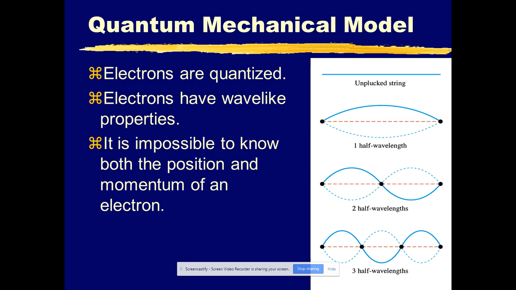2, electrons have wave-like properties. It's a contribution of Louis de Broglie. And 3, the Heisenberg uncertainty principle. So we need to somehow develop a model of the atom that incorporates all of these points.